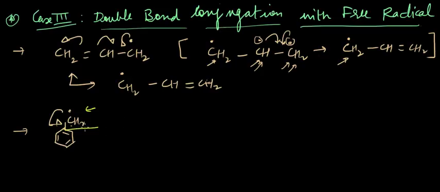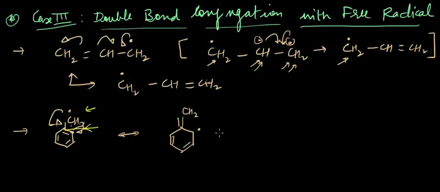So what would happen in the resonating structure? We would have something like this, and this pi bond will actually break, creating a free radical at this carbon atom, this one. Okay, so let's create the first resonating structure. We have CH2 here, a free radical over this carbon atom, and double bonds here.